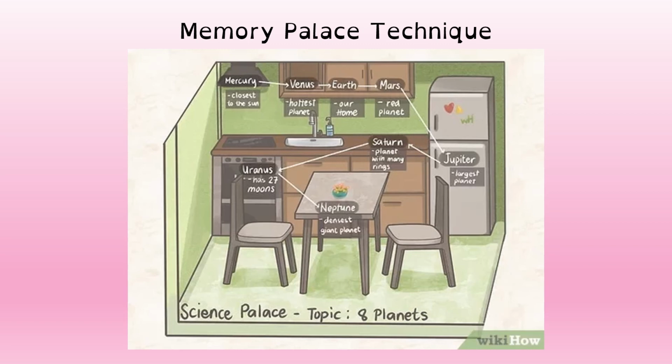In the example below, this student has used a kitchen to remember planets, and so each planet is located in a different part of the kitchen. So for example, you've got the table, that is Neptune, the fan, which is Mercury, the fridge, which is Jupiter. So this means when it comes to recall, the student can mentally walk around this kitchen and recall the planets by visiting each station. So the fridge is immediately associated with Jupiter.